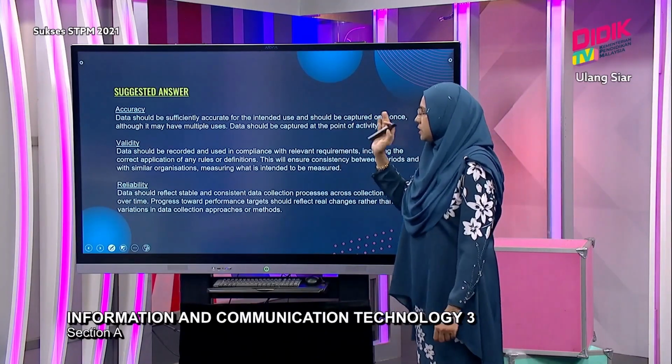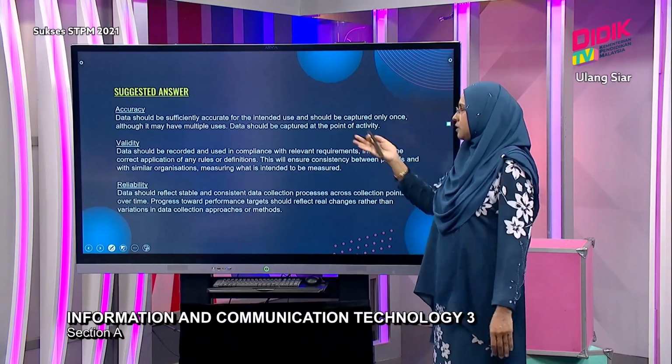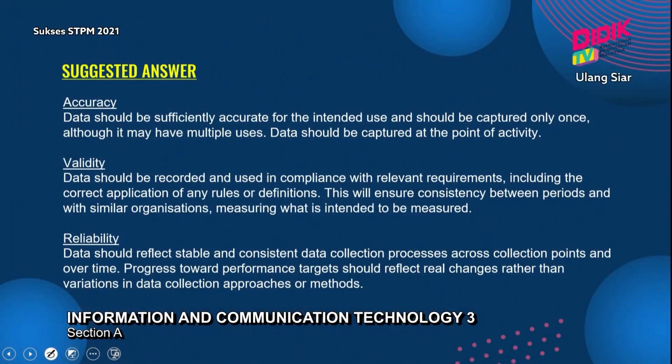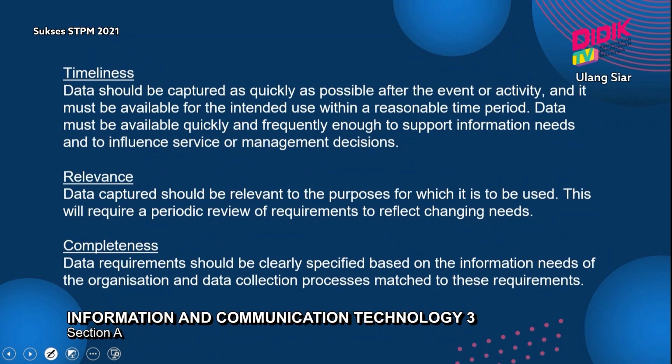Accuracy. So what is accuracy? You write the points for accuracy. And then next, validity. So what is validity? You write the points for validity. And then so on. I give more: timeliness, relevance, completeness. So this is how we write.